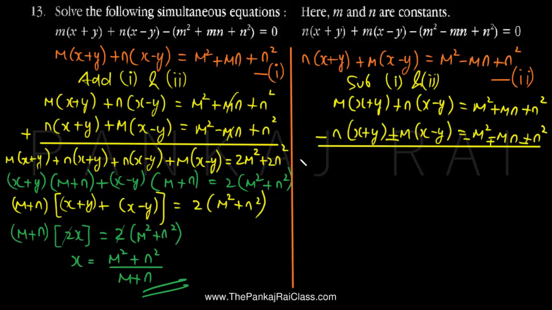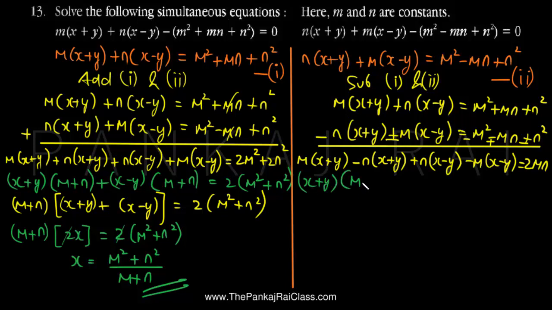So we would be having m times (x plus y) minus n times (x plus y), then plus n times (x minus y) minus m times (x minus y) is equal to m square minus m square will get cancelled, n square minus n square will get cancelled, plus mn and plus mn will make it 2mn. Let me write it properly. So it will be 2mn. Now let us move ahead. In the next step, you can see that x plus y is common. So let us take x plus y common, and in the bracket we would be having m minus n. And here you can see that x minus y is common. So let us take x minus y common, and we would be having n minus m.